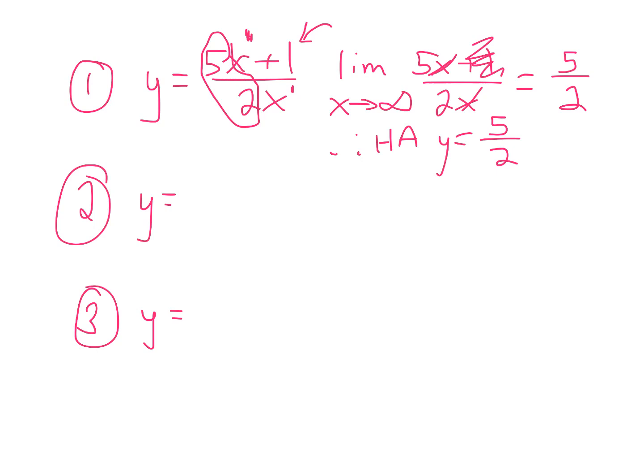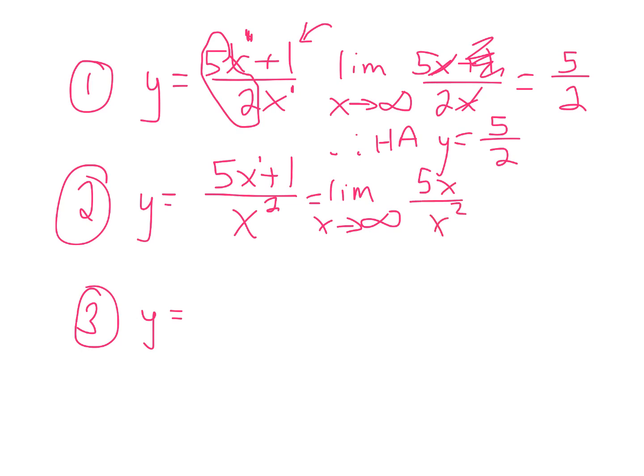So another example would be if I gave you something like 5x plus 1, and then it was divided by x squared instead of 2x. And so if that were the case, and I'm looking at the degree of the numerator compared to the degree of the denominator, I notice that the denominator is bigger, right? So again, when I do the limit as x approaches infinity, that 1 is insignificant. And so we're just going to have like 5x on the top and x squared on the bottom.